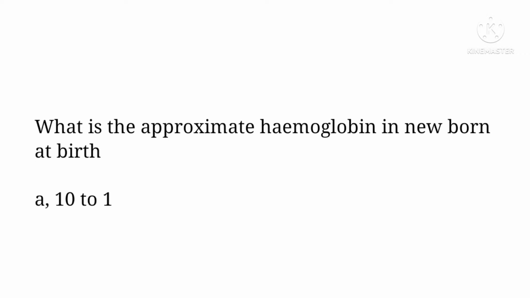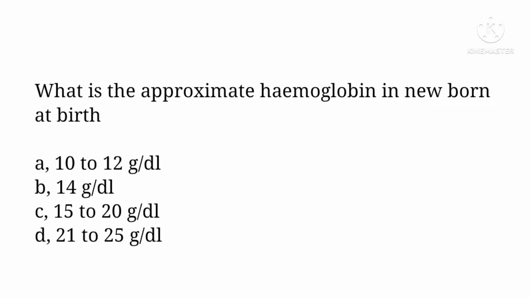What is the approximate hemoglobin in newborn at birth? Option A 10 to 12 gram per deciliter. Option B 14 gram per deciliter. Option C 15 to 20 gram per deciliter. Option D 21 to 25 gram per deciliter. The answer is option C 15 to 20 gram per deciliter.